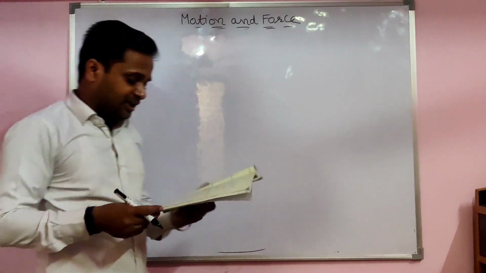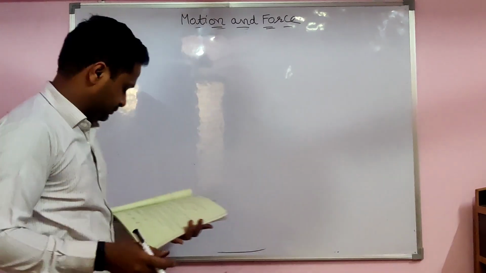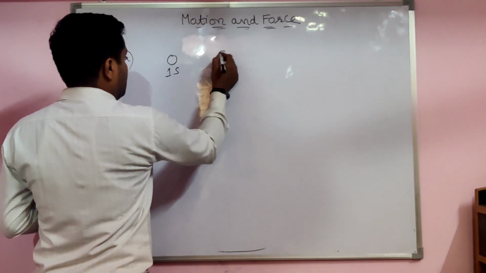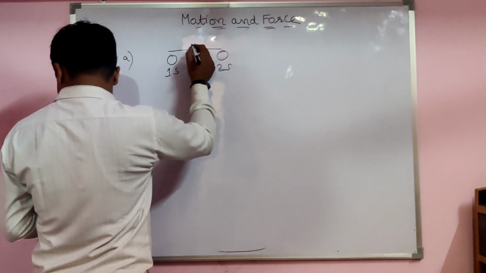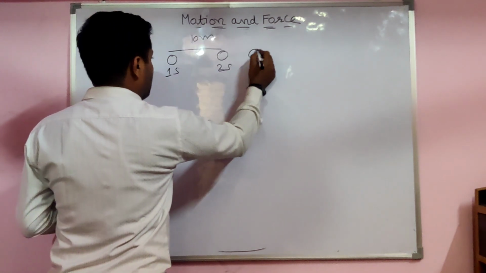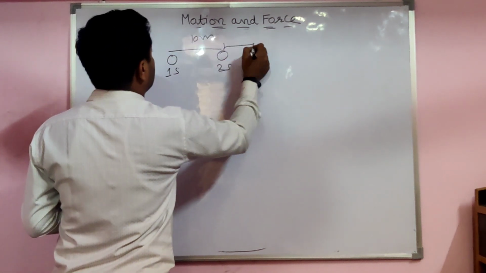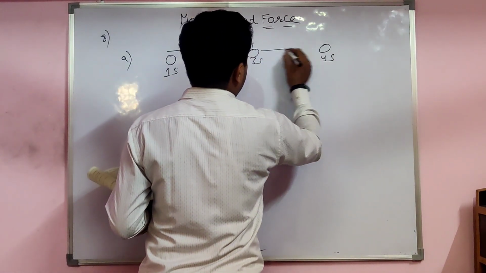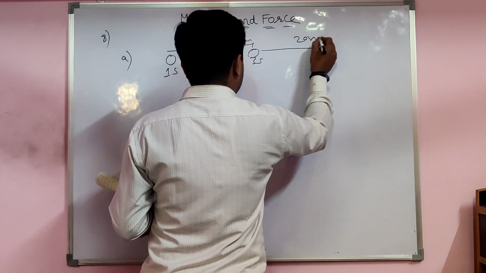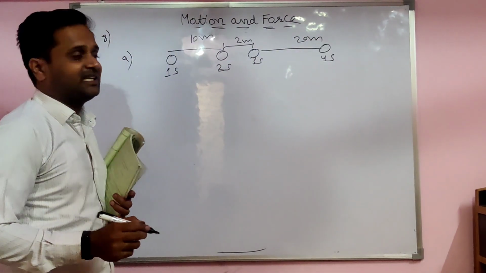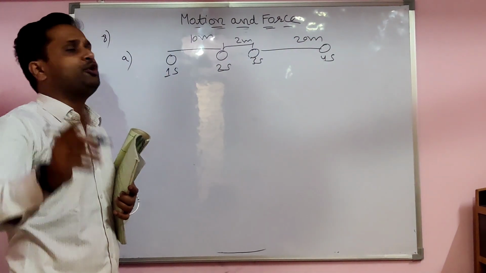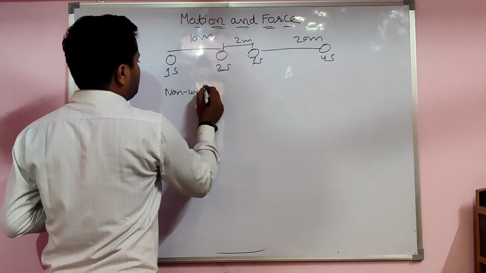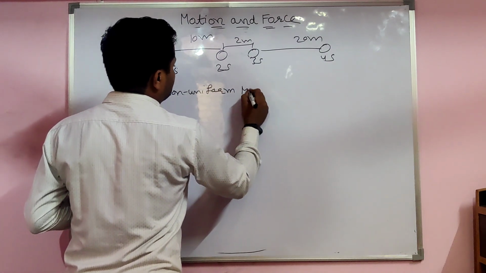You have to tell what type of motion the following figure depicts. You see there, in 1 second up to 2 seconds it covers how much distance? 10 meter. For the next 3 seconds it covers 2 meter. For the next 4 seconds it covers 20 meter. It covers unequal distance in equal intervals of time. Non-uniform motion. The answer is non-uniform motion.